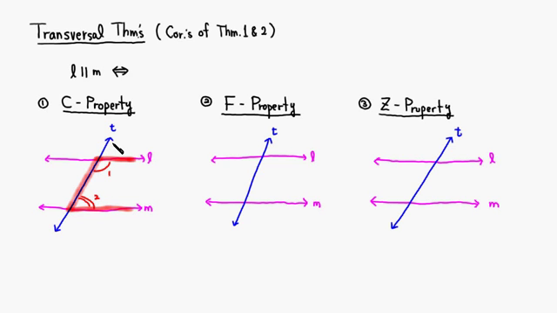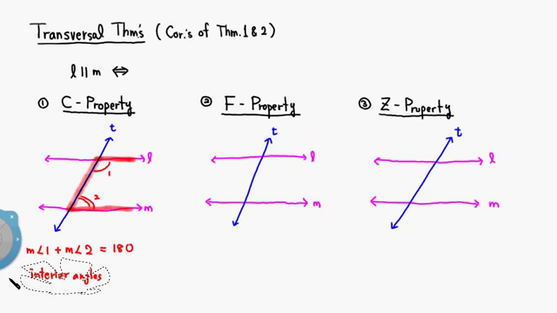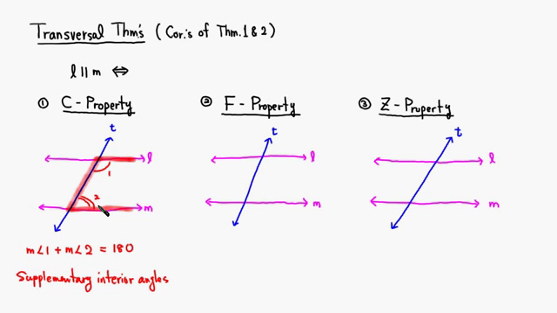These are interior angles on the same side of the transversal. The sum of the measure of angle 1 and the measure of angle 2 is going to be equal to 180. In other words, interior angles are supplementary. So we have supplementary interior angles. That's C property.